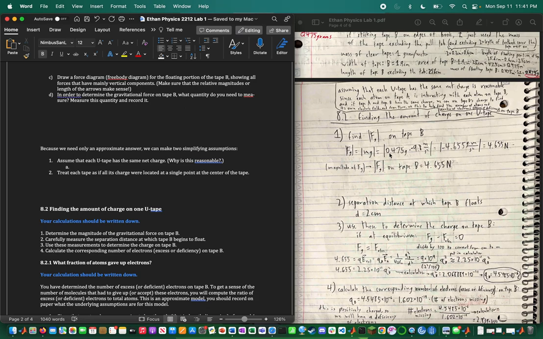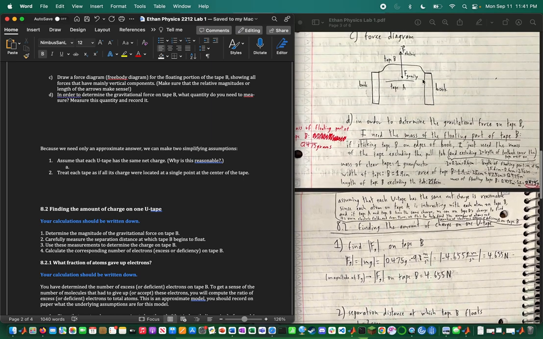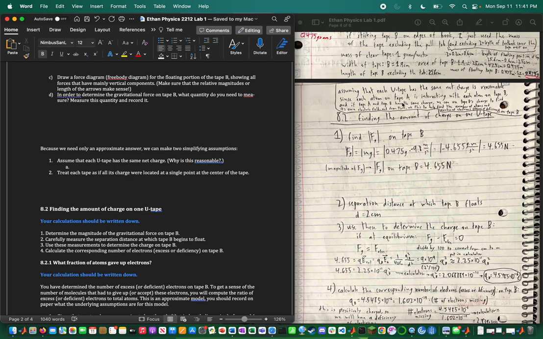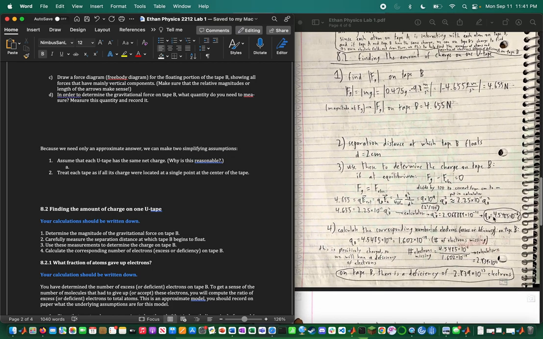And then we need to find the force due to gravity on tape B, which we can find to be 4.655 newtons, and the distance between each tape in this part of the experiment is only 2 centimeters as I observed. Then we can set the forces equal to each other to find that the charge on tape B will be 4.5485 times 10 to the negative 6 coulombs.